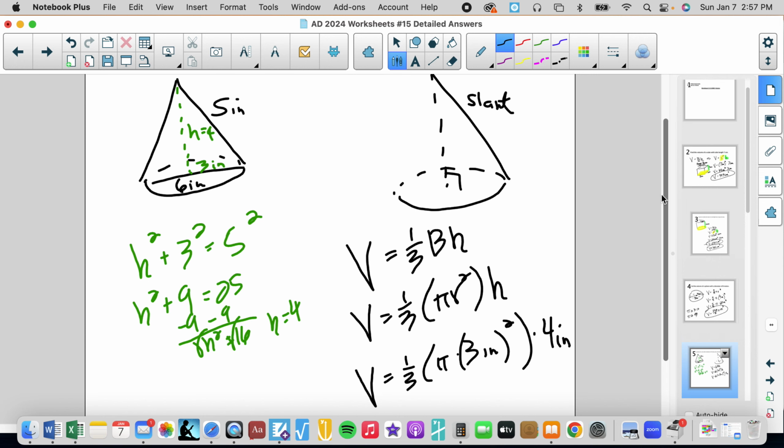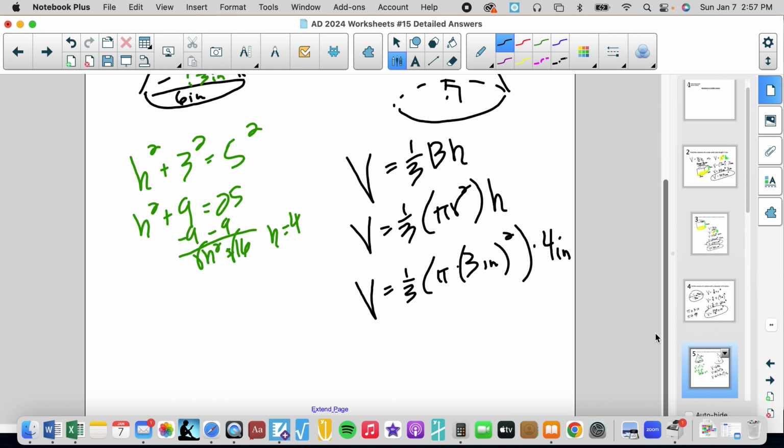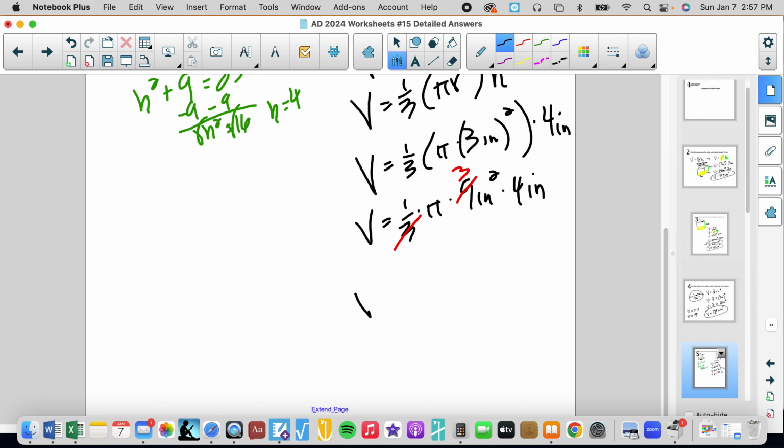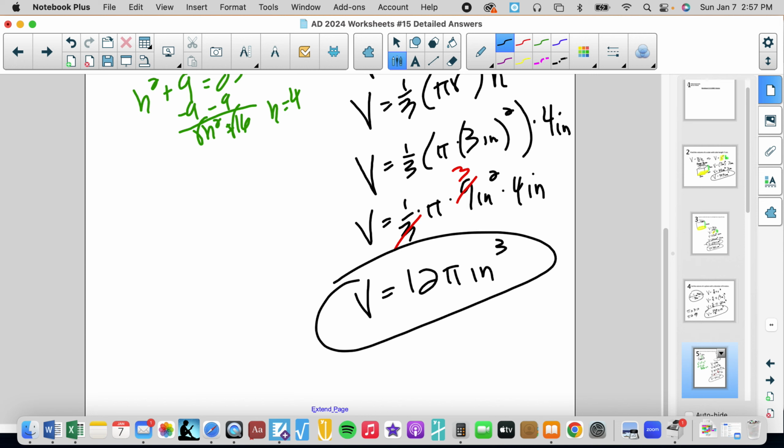Well, I hope they're all inches. Are they all inches? Inches, good. Just making sure. V equals 1/3 times pi times 9 inches squared times 4 inches. We like this because the 3 in the denominator is going to cancel with the 9. And so we are left with a volume of 12 pi inches cubed.